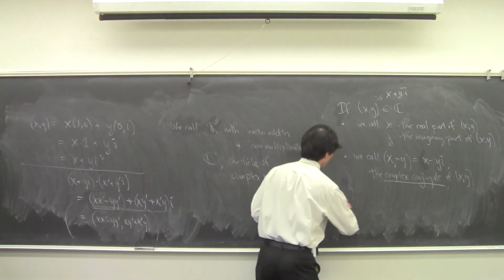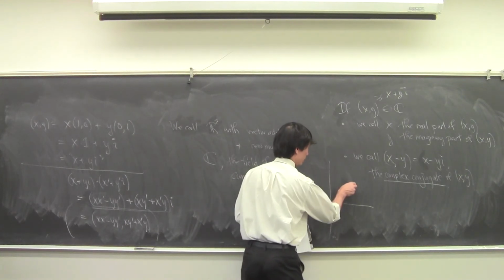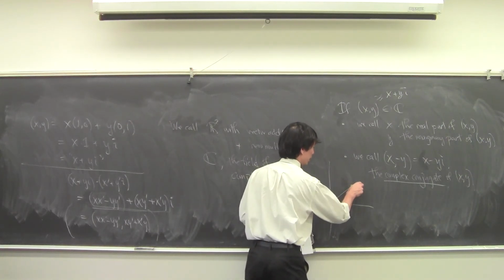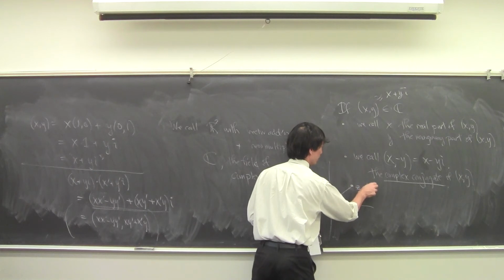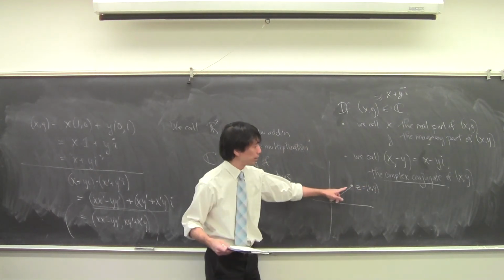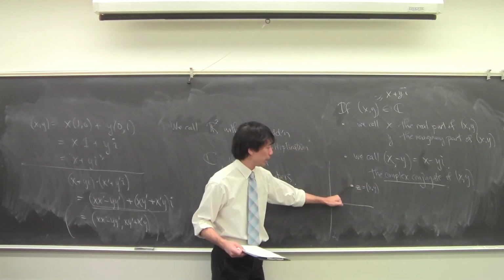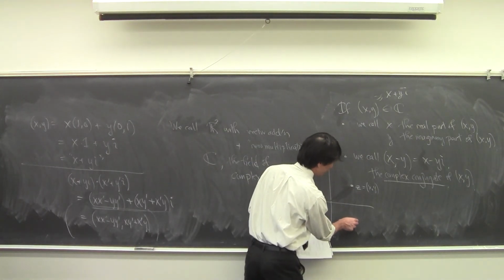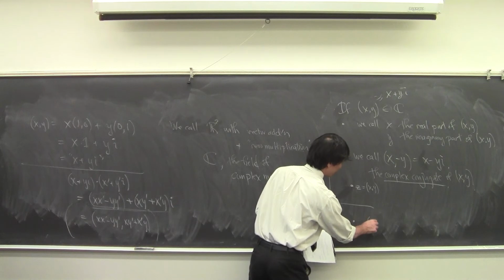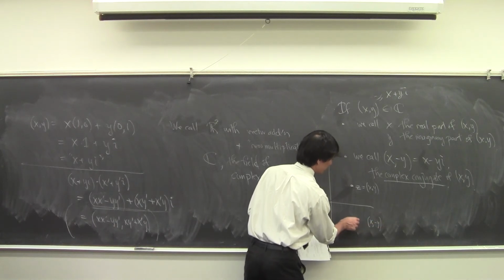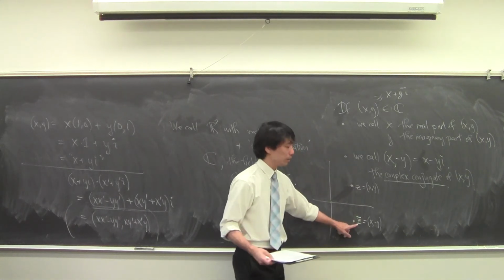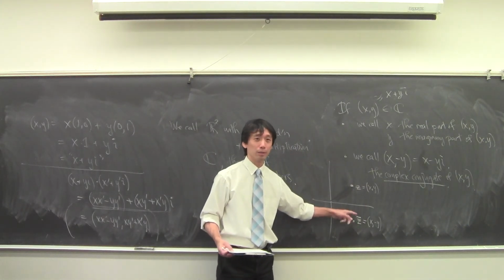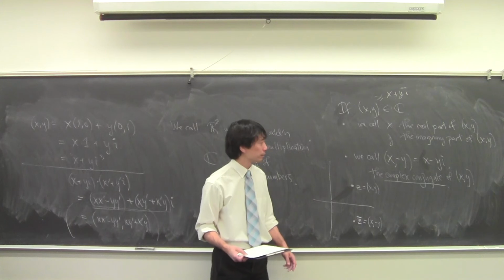If this point is the complex number z, then we call this point, x, negative y, the complex conjugate, and it's denoted z bar. You put z with a bar over it. That's the complex conjugate.